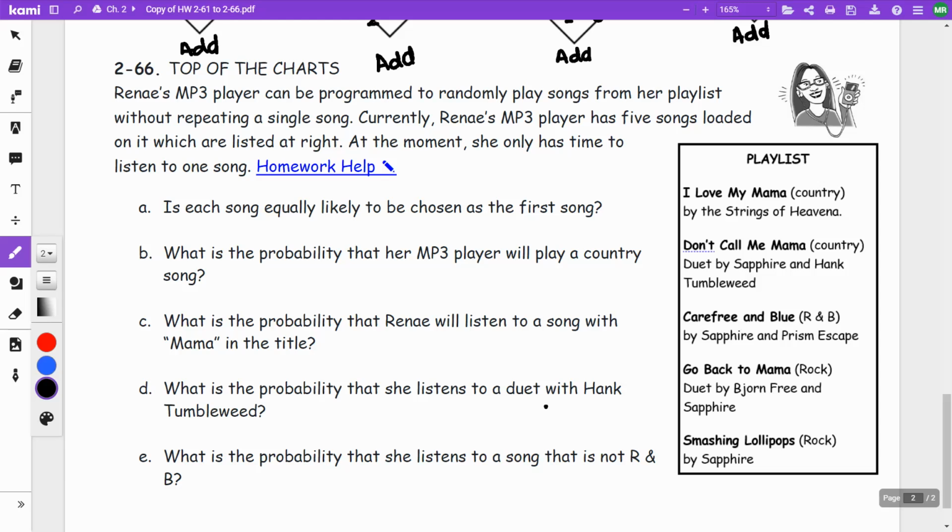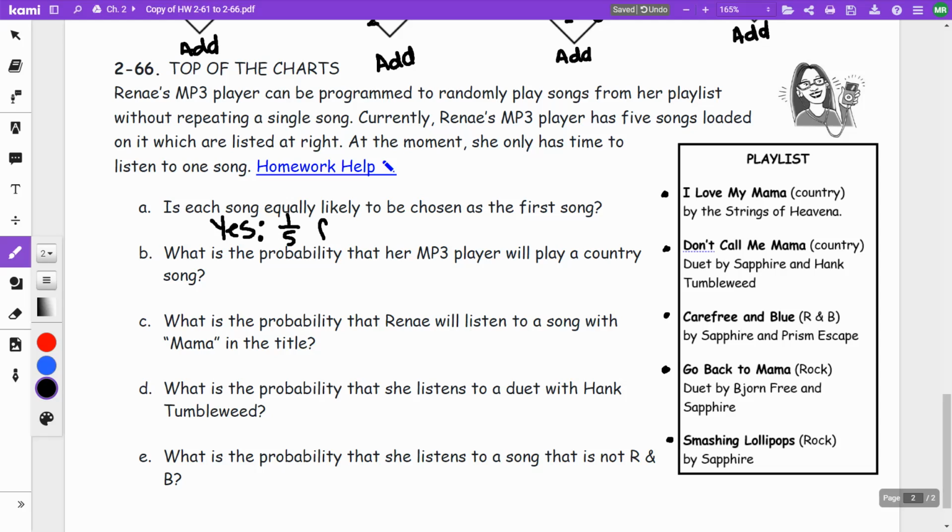So on 2-66, top of the charts, Renee's MP3 player can be programmed to randomly play songs from her playlist without repeating a single song. Currently, Renee's MP3 player has 5 songs loaded, which are listed at the right. At the moment, she only has time to listen to 1 song. Okay, so she's got 1, 2, 3, 4, 5 of them. Is each song equally likely to be chosen as the first song?